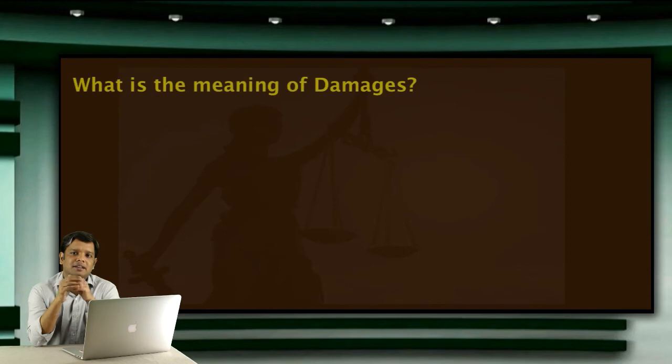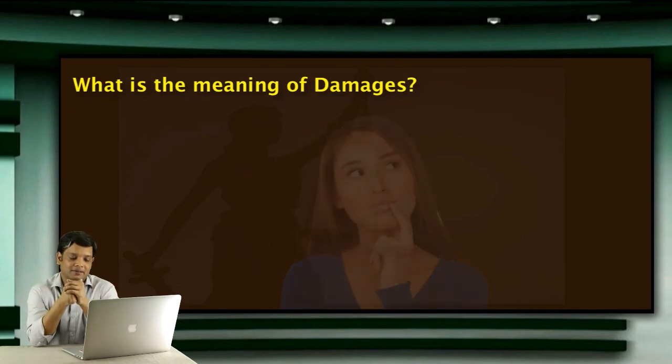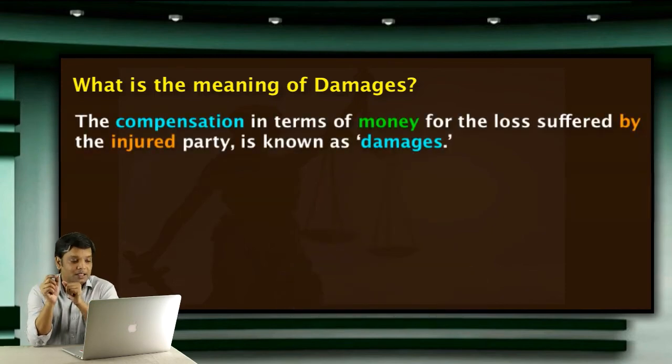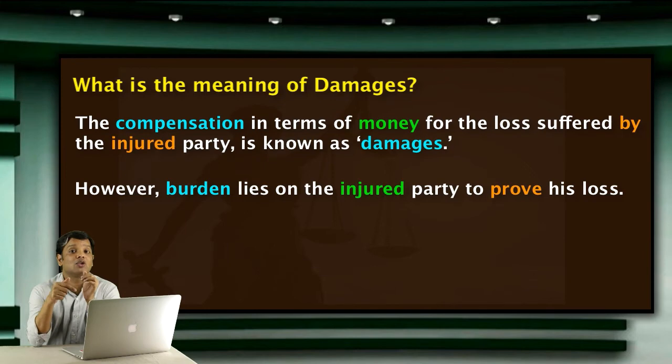Now come to the next part, that is the meaning of damages, because we have already discussed that the party who suffered can claim damages. But what is the meaning of damages? The compensation in terms of money for the loss suffered by the injured party is known as damages. So it is normally money. However, the burden lies on the injured party to prove his loss. Of course, if you are claiming that you suffered a certain amount or certain things, then it is your duty to prove in court that you suffered, not the opposite party.